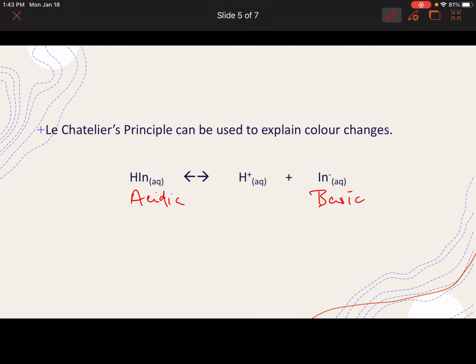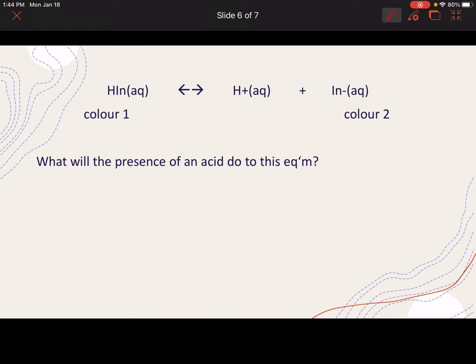Now, how this works is that the acidic version of the indicator would be color 1. The basic version is going to be color 2. So color 1, color 2, and this equilibrium will shift back and forth depending on what kind of solution the indicator is put into. So we'll do a question here like this. Again, we've got color 1 and color 2, the acidic side and the basic side. What color will show with the presence of an acid?